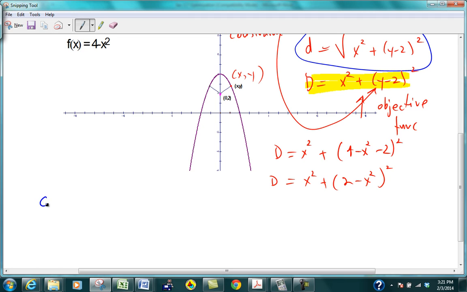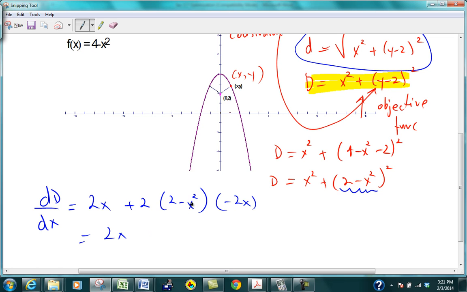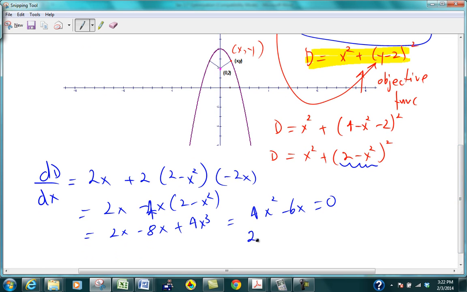If I differentiate, I get dd/dx equals 2x plus 2 times (2 minus x squared) times the derivative of the inside, which is negative 2x. The 2 there and that 2 with a negative sign becomes minus 4x times (2 minus x squared). This gives me 2x minus 8x plus 4x cubed, which equals 4x cubed minus 6x equals 0. If I factor 2x out, I get 2x times (2x squared minus 3) equals 0, and x equals either 0 or 3 over 2.